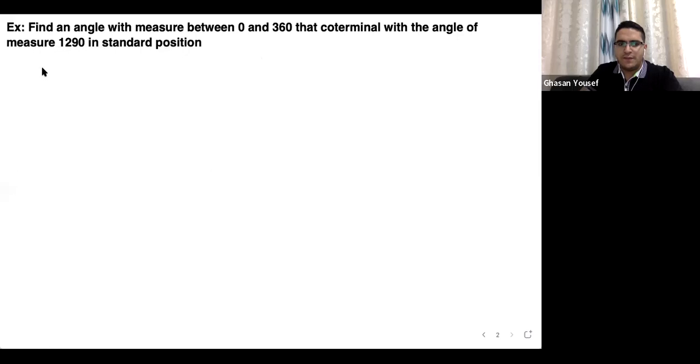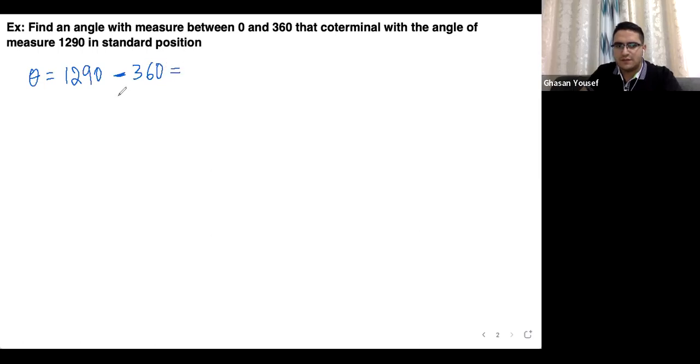So the main idea here, my angle, my theta, is equal to 1290 degrees. Now I'm going to find a coterminal angle to this angle such that the coterminal is an angle between 0 and 360. So the best idea for solving a question like that is to keep subtracting 360 from this angle until we get an angle between 0 and 360. Okay, let me do the first one. So 1290 minus 360.